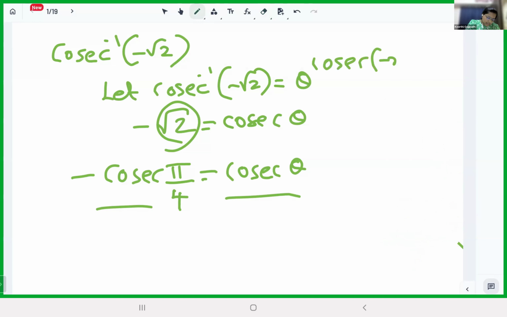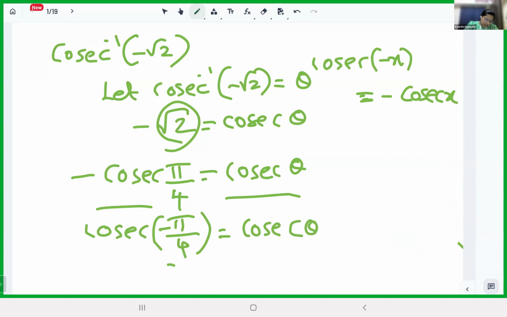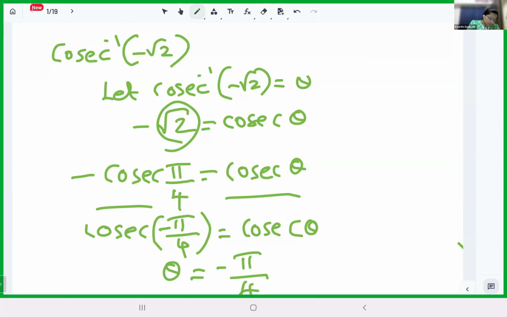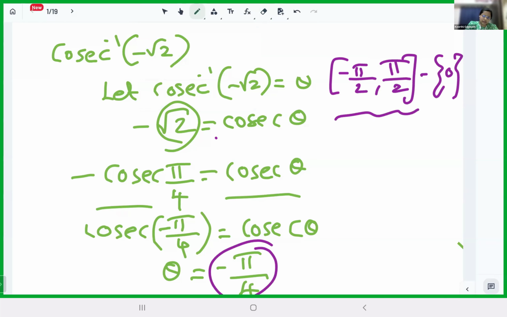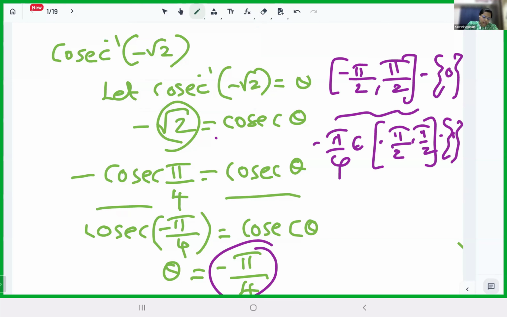That is, cosec of minus x is equal to minus cosec x. So minus cosec pi by 4 can be written as cosec of minus pi by 4, that is equal to cosec theta. So we can conclude that theta is equal to minus pi by 4. Now we have to check whether this minus pi by 4 belongs to the PVB of cosec inverse. What was the PVB of cosec inverse? It was the closed interval minus pi by 2, comma pi by 2, minus the set 0, right? So minus pi by 4 belongs to this interval. So we can conclude that cosec inverse of minus root 2 is equal to minus pi by 4.